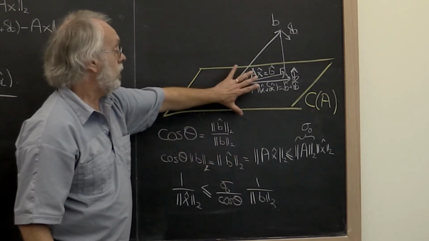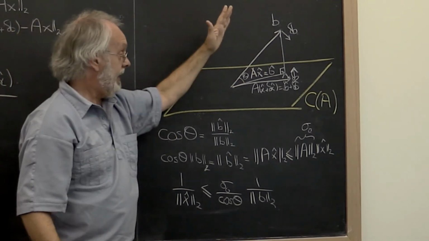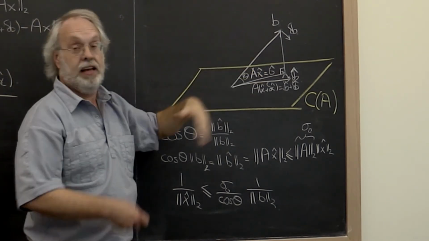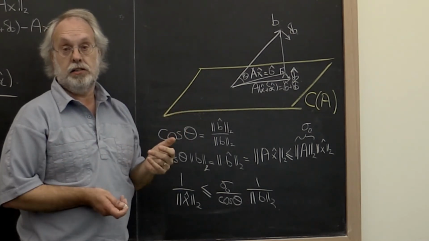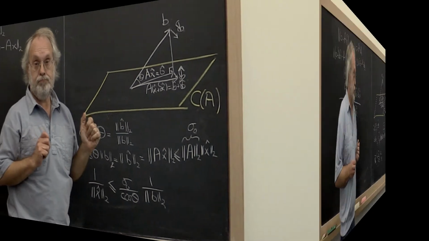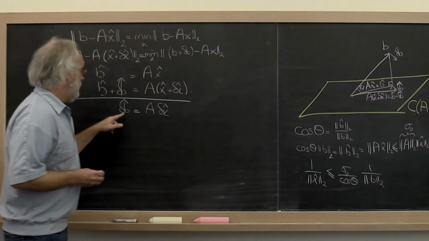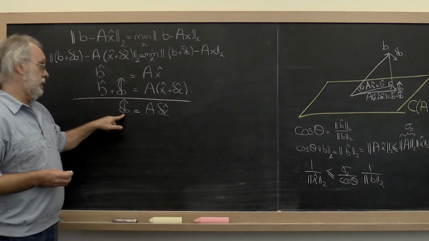Why? Because the column space of A is the entire space, and therefore the angle between any vector B and the entire space is clearly 0, because that vector is in that space. You got it? Okay, so now that we have worked this out, let's turn to this equation right here.